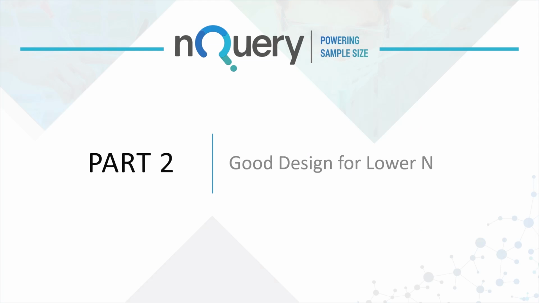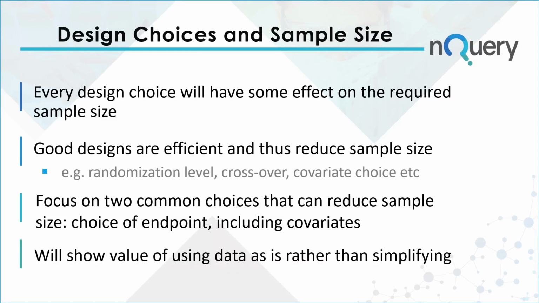So how does good design perhaps lead to lower sample size? Well, as we've said, every design choice will have some effect on the required sample size, from the number of groups we compare to the hypothesis we pick to the statistical model. And what we want are good designs which are efficient. That is to say that they maximize, given the resources that we have, the amount of information we can extract about the question or questions of interest to our study.